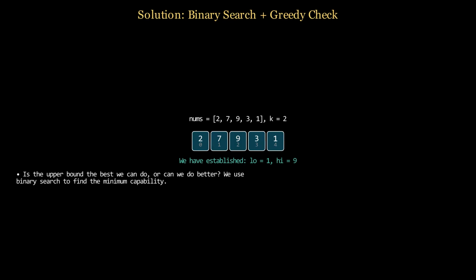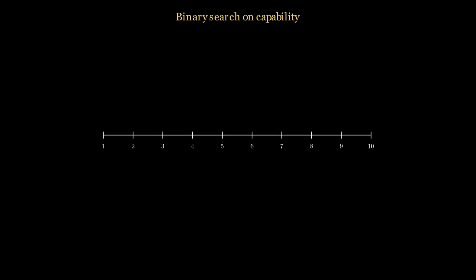So at the lower bound check fails, and at the upper bound check passes. Is the upper bound the minimum we can do, or can we do better? To find the smallest capability that still works, we use binary search. We binary search on capability. The teal segment is our range from low to high. At each step we take mid and run the check. If check is true, we shrink from the right, if false, from the left. The smallest capability for which check is true is the answer.